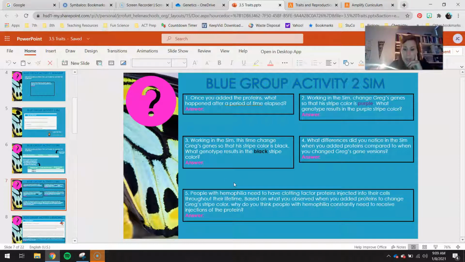So based on what you observed, when you added proteins to change Greg's stripe color, why do you think people with hemophilia constantly need to receive injections of the protein? So again, think of Greg when you guys added either protein 2 or protein 3 to his cell. Did it change his genotype? Okay, so why would someone with hemophilia always have to have those injections? Okay, could they just add that protein injection once and have it change for the rest of their life, or do they have to keep constantly doing it, and why do you think that is?